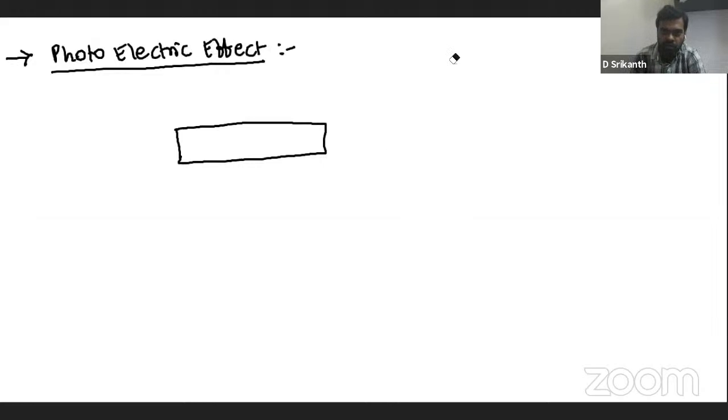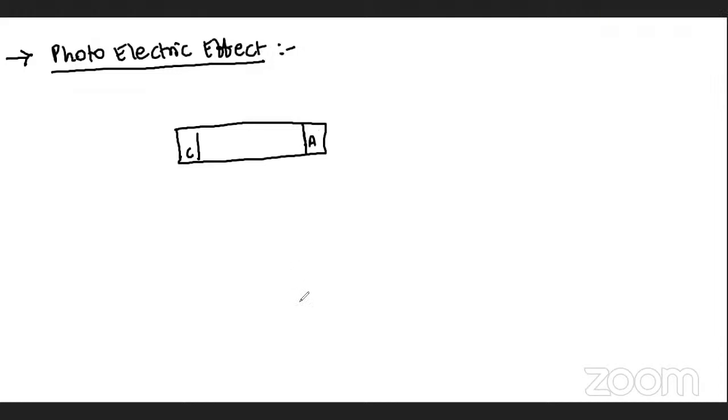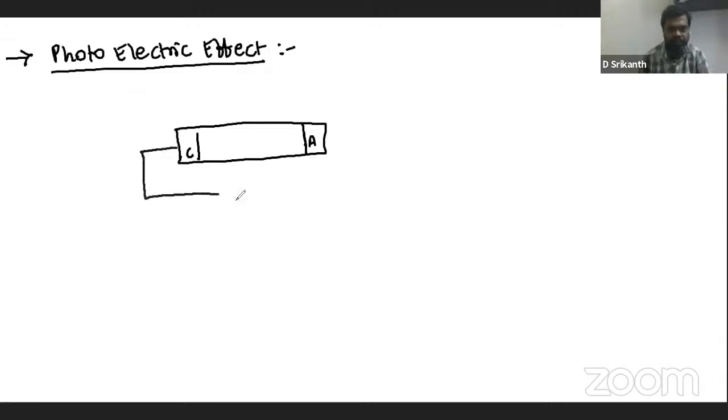In this setup we have the cathode, say C, which is the metallic surface, and we have the anode, A. The anode is at a higher potential than the cathode. It is connected to a battery, and the battery has a potential V.